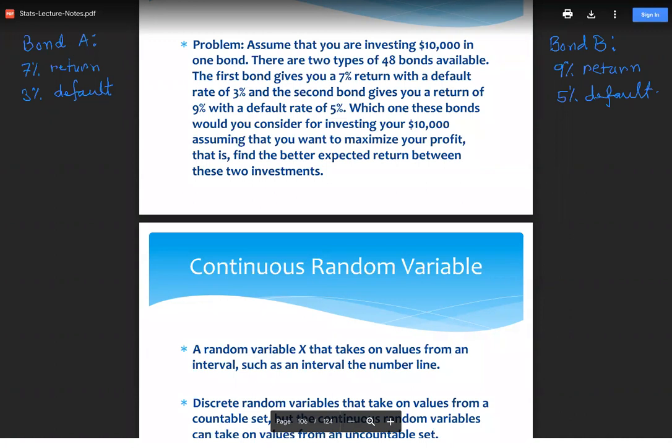Now, the way you figure it out is by finding the expected value or expected return for each of these bonds. To find the expected return, we create a table: event X, the probability of that event X, and X times the probability of X. Similarly for the second bond. Now, let's go ahead and find these numbers.